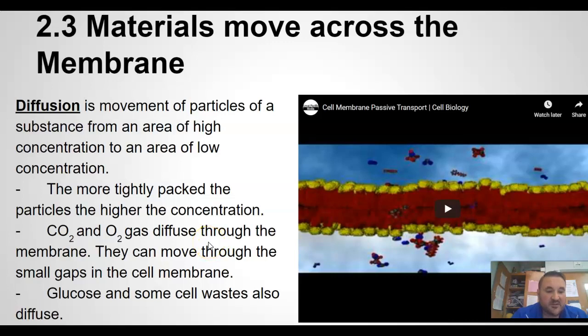Some examples of things that diffuse: carbon dioxide gas diffuses out of our lungs and into the air when we exhale. Oxygen has to diffuse from the air and into our blood. They can move through the small gaps in the membrane. Some other things that tend to diffuse: glucose, which is the sugar that we burn, and cell wastes have to diffuse out of the cell as well.